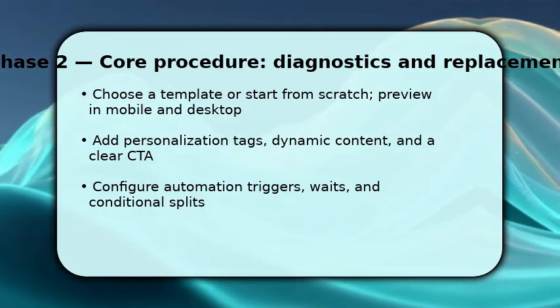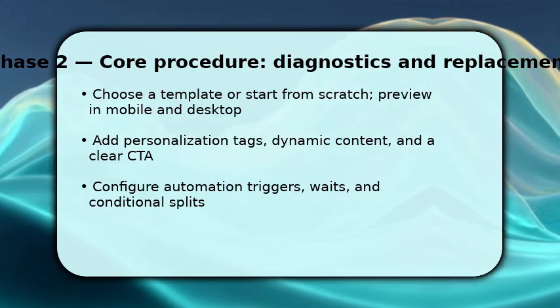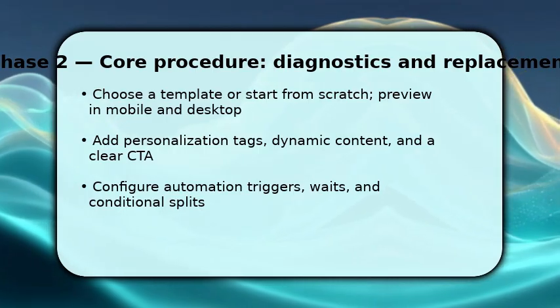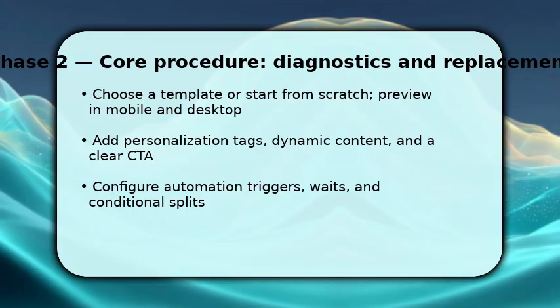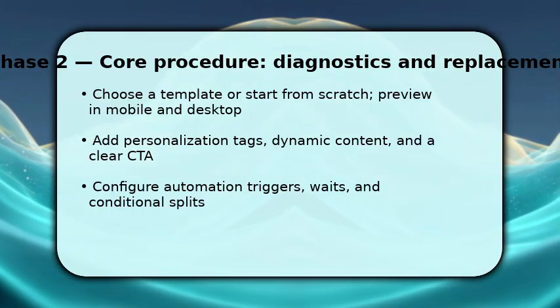That's why conversions rise. Then build the automation. Set the trigger, add purposeful wait steps, and insert conditional splits to handle different user behaviors. Make sure each path ends with a measurable CTA or goal so you can analyze performance later. This is how you optimize.